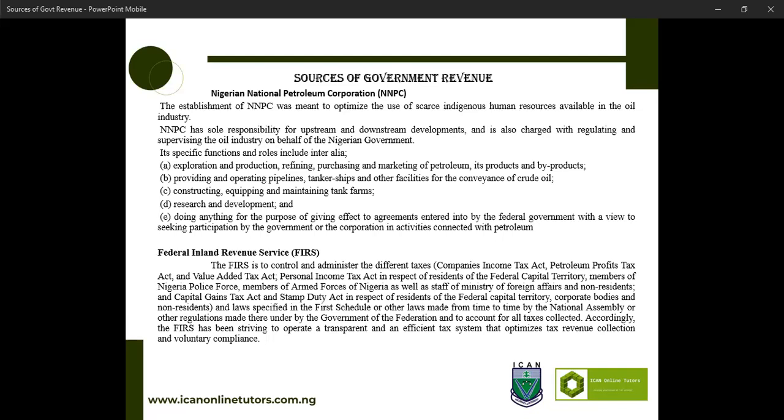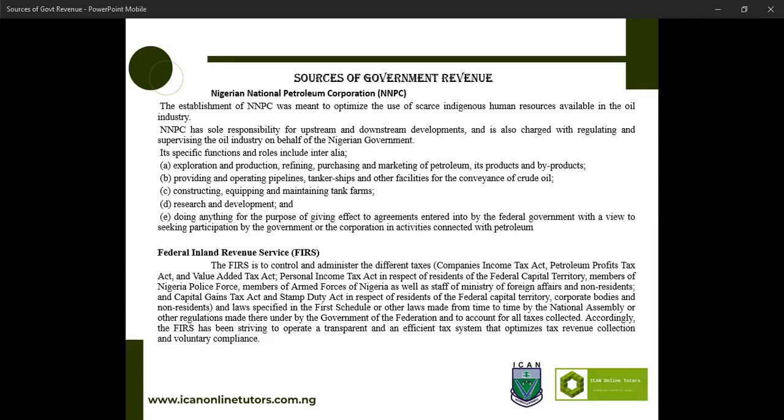We have the members of the Armed Forces of Nigeria, as well as staff of the Ministry of Foreign Affairs, and non-residents, and the tax collection for the government workers, which will be excluded from the states. And it is the responsibility of the FIRS to cater for the collection of taxes relating to the federal government workers, which include the members of the Armed Forces of Nigeria, as well as the staff of Ministry of Foreign Affairs and non-residents. We have the Capital Gain Tax Act, Stamp Duty Act in respect of the Federal Capital Territory. We have the corporate bodies and non-residents.